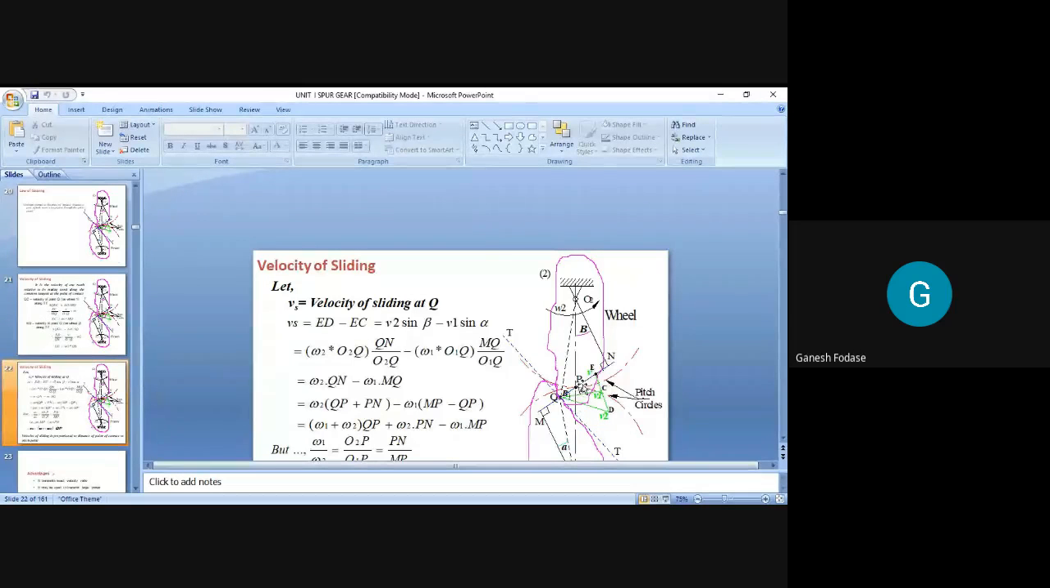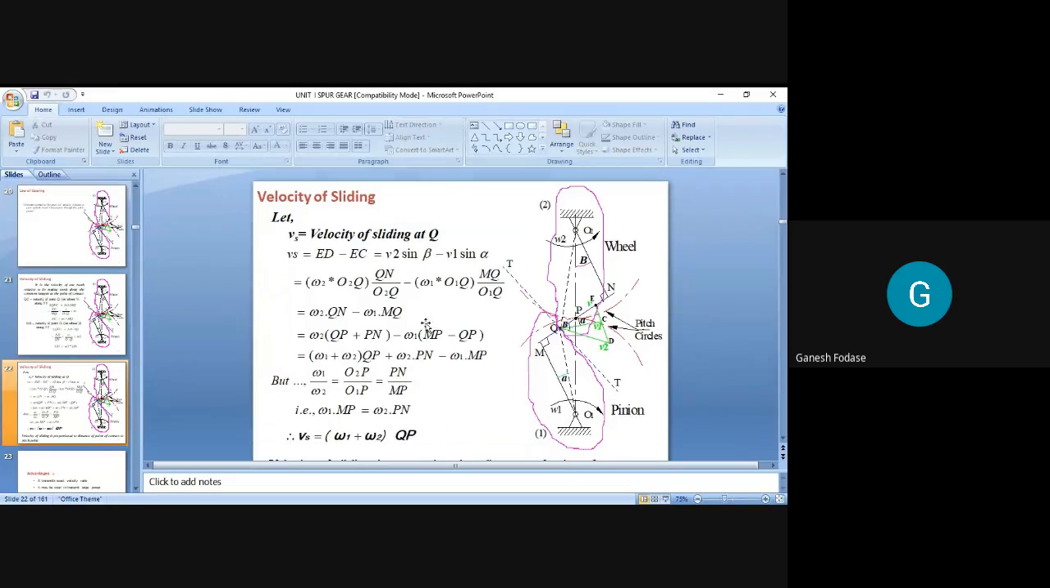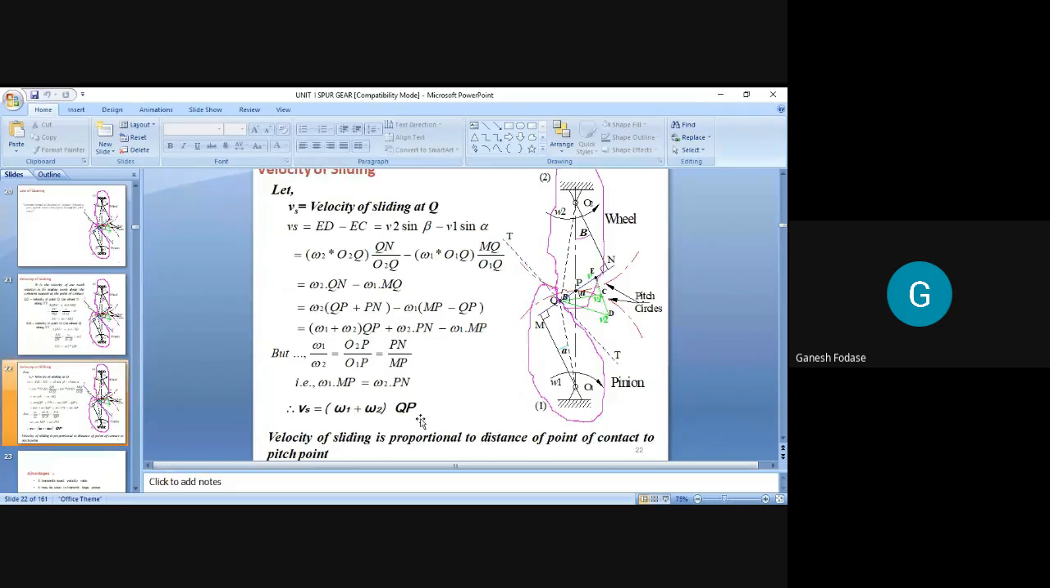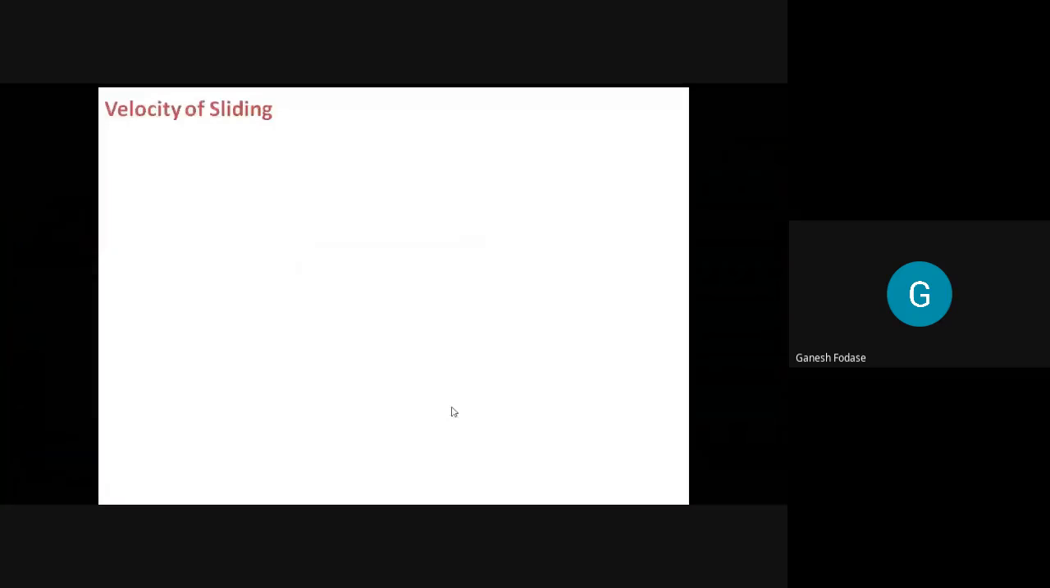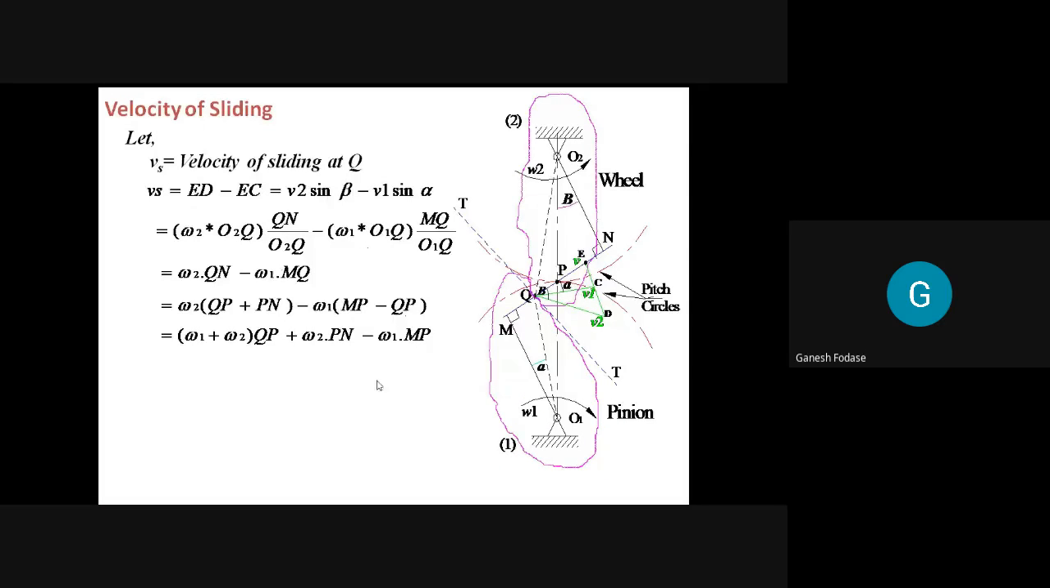It is cos with the common normal, sin with the common tangent. So again, the same expression: just consider Vs, put in the values of v1 and v2, and put in sin beta and sin alpha. We will prove that this Vs is equal to omega 1 plus omega 2 into Qp. That is our final expression for velocity of sliding. This is our simple derivation. Actually, we just put in the values of Qp and Pn. That we will not discuss now, but okay.